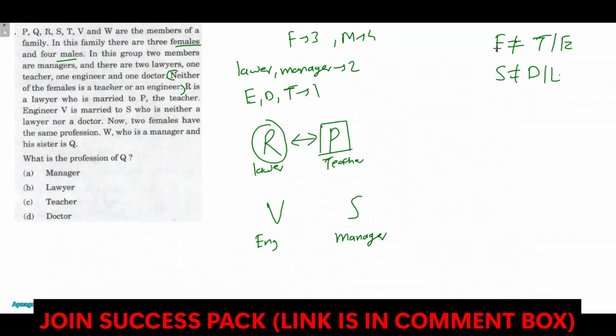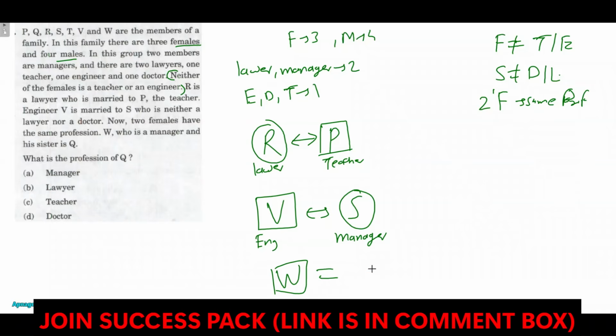Okay, it is manager. Now engineer V is married to S. What is given? Neither female is engineer or teacher, so engineer V is male and S is female. And this is a married relationship. Now 2 females have the same profession. Again, this is the main important thing. W is manager and his sister is teacher. So W is manager and his sister Q is teacher. So 2 managers gone, engineer gone, lawyer gone, teacher gone, right?